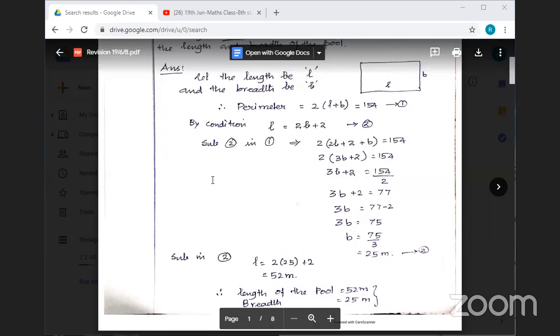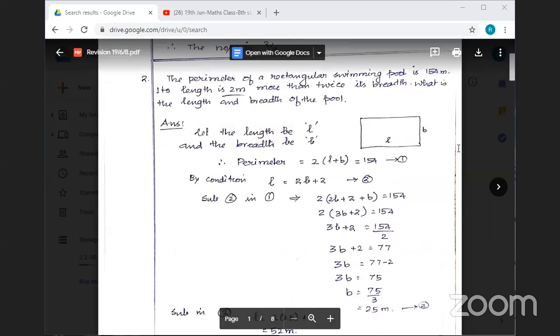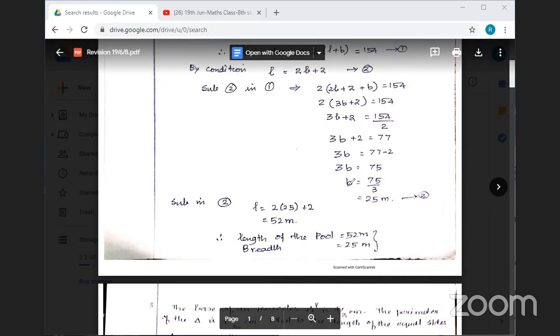Now, b is equal to 25, we have found out. In place of b, you put 25. This is L is equal to 2b plus 2. Substitute 25 in place of b. Therefore, what is 2 into 25? 50. Plus 2, 52. Therefore, length of the pool is 52 and breadth of the pool is 25. Any doubt in this?